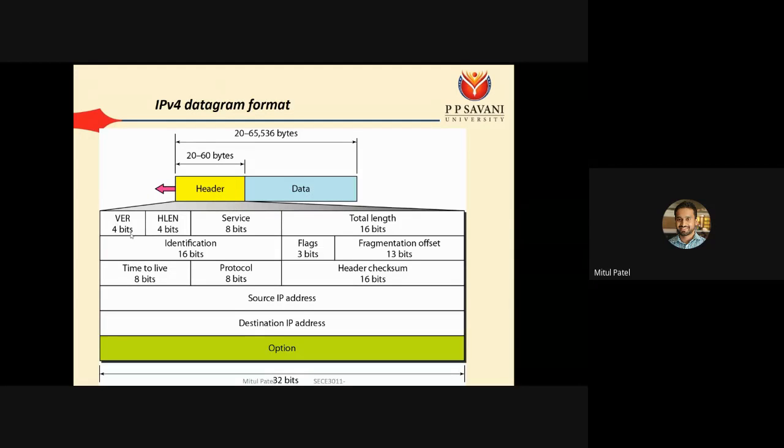Now, what type of information comes in the header? The first 4 bits are reserved for the version. Currently we use version 4 of the protocol. That's why these 4 bits are set to the value 4, so 0 1 0 0.